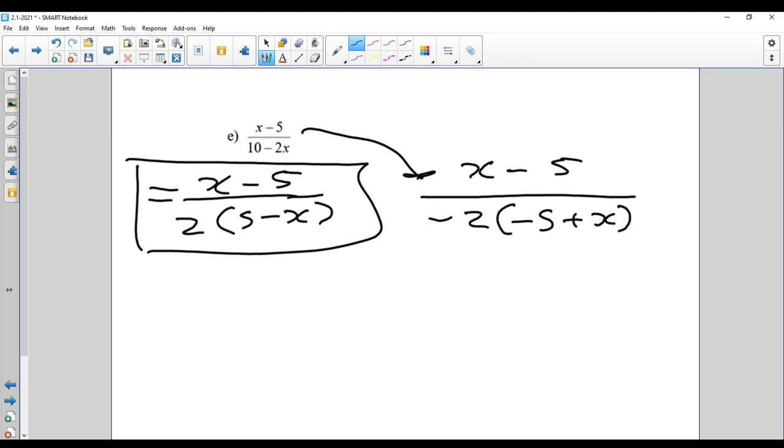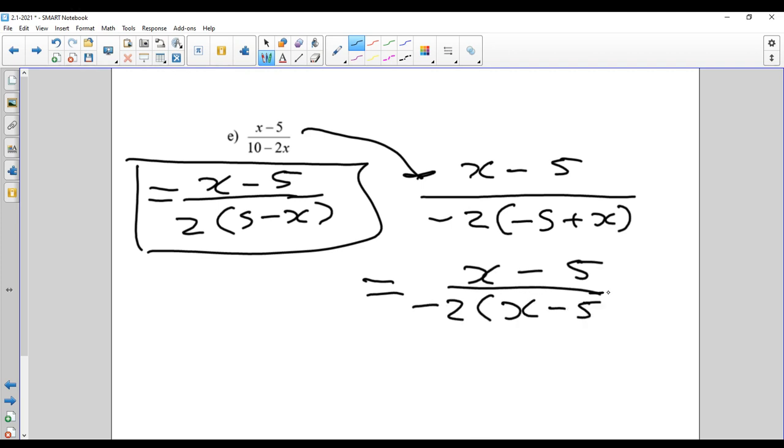Now you're looking at that and thinking, that still doesn't look like we can do anything with it. Until you say, look, this is x minus 5. Can I not make this x minus 5? Instead of saying minus 5 plus x, just change the order. It's still a minus 5. It's still a positive x. Let us put the positive x first and the minus 5 second. I can do that. That's perfectly legitimate.